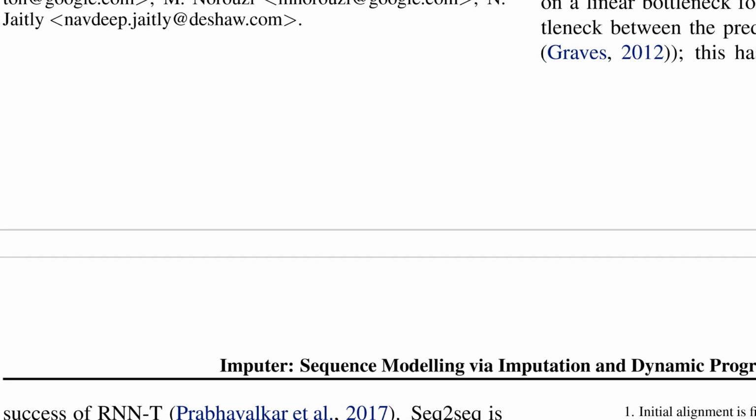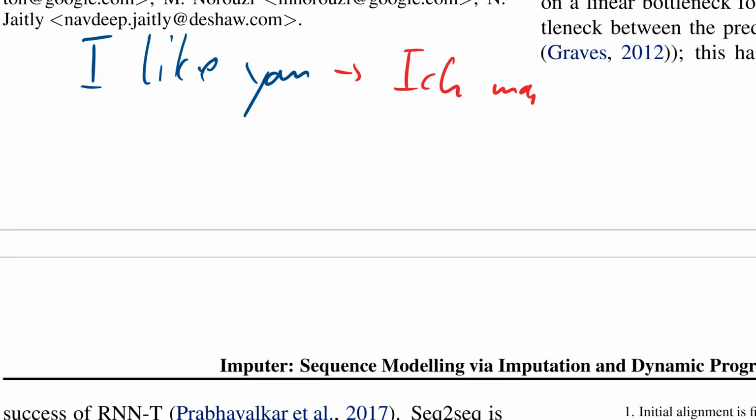So a classic sequence-to-sequence task is machine translation. Here, for example, the sentence, I like you. If you want to translate it to German, that would become Ich mag dich. And you see that the input is a sequence, right? And the output is a sequence.